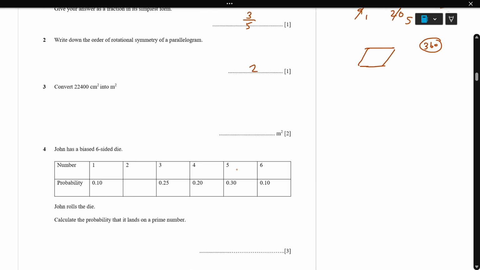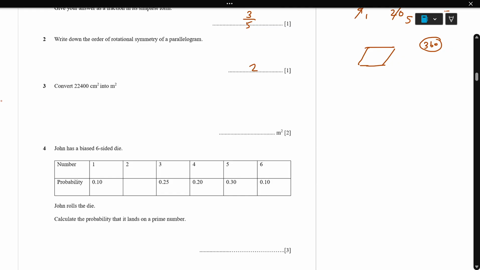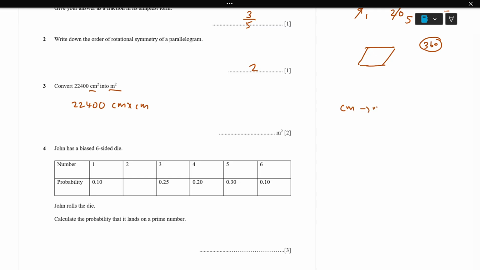Next, convert 22,400 centimeter square into meter square. So 22,400, how many centimeters are there? Centimeter times centimeter. So we have to change it to meter. Centimeter to meter, we need to divide by 100, because small to big we need to divide by 100.